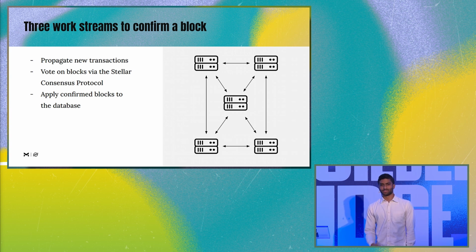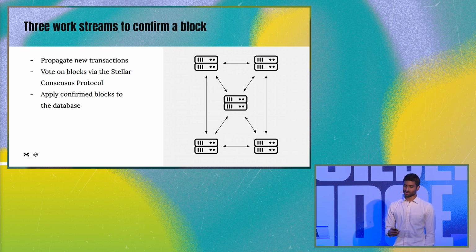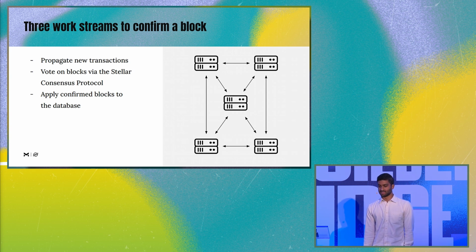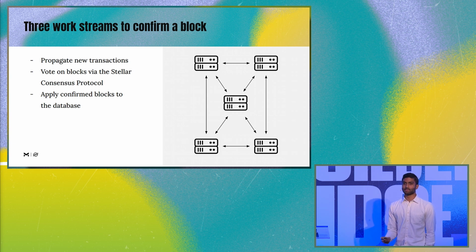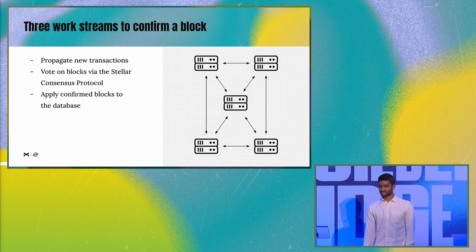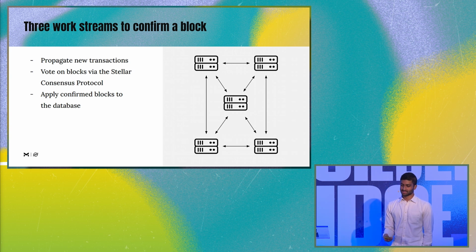Now that we know what the challenges are, let's go over a quick overview of what happens in core during a single ledger on the network. The way to think about this is that there are essentially three streams of work. The first is that we propagate new transactions. New transactions enter the network continuously and need to be propagated to validators. Every Stellar Core participates in this propagation process.